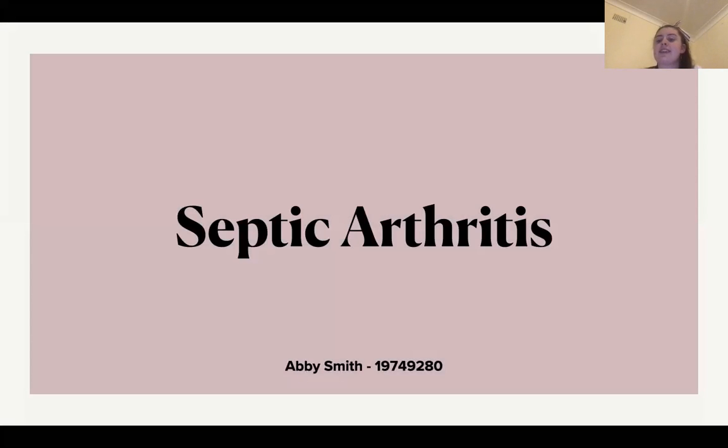Septic arthritis is clinically defined as an infection that occurs within the joint of an individual. It can be a very painful condition that can cause detrimental effects to the joints if not treated quickly and thoroughly.